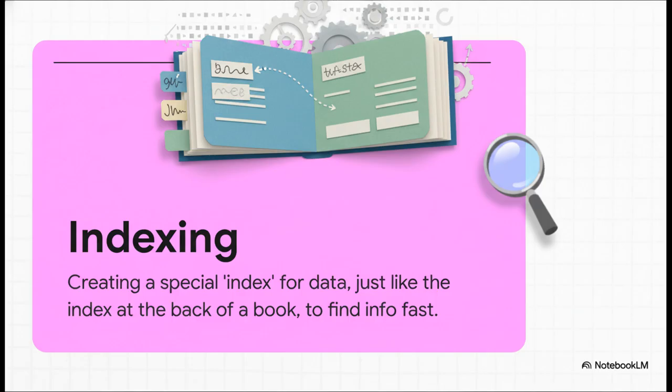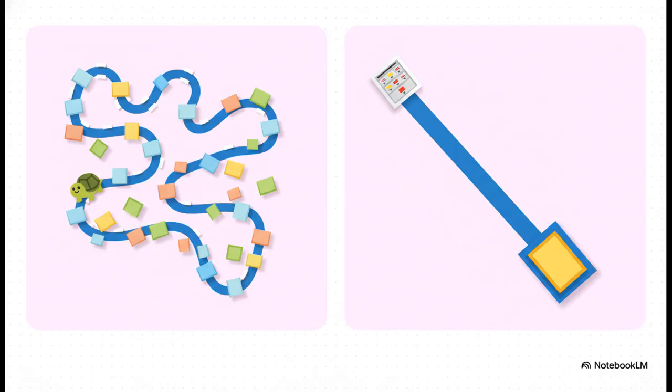It works exactly like the index at the back of a textbook. Instead of reading the whole book to find one word, you just flip to the index, find the word, and it tells you the exact page to go to. Apps do the same thing. They create a special index for all their data. And the difference is just huge.